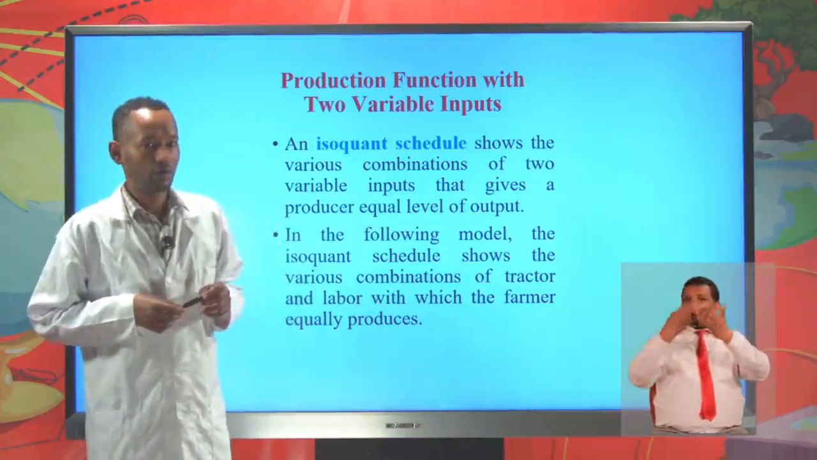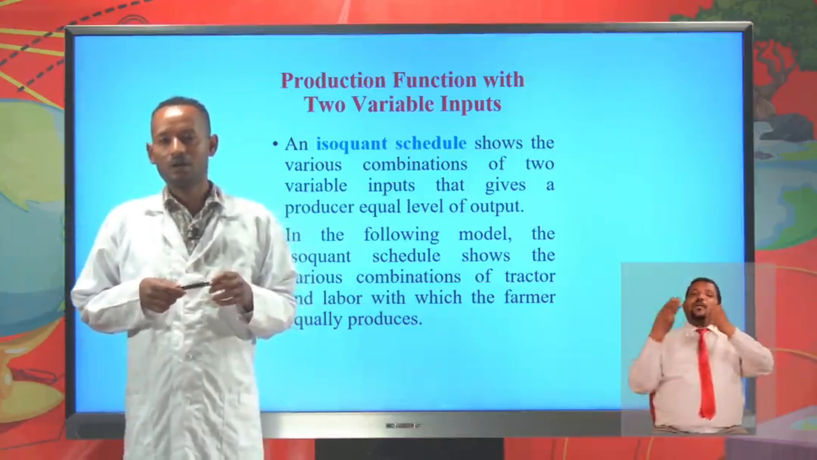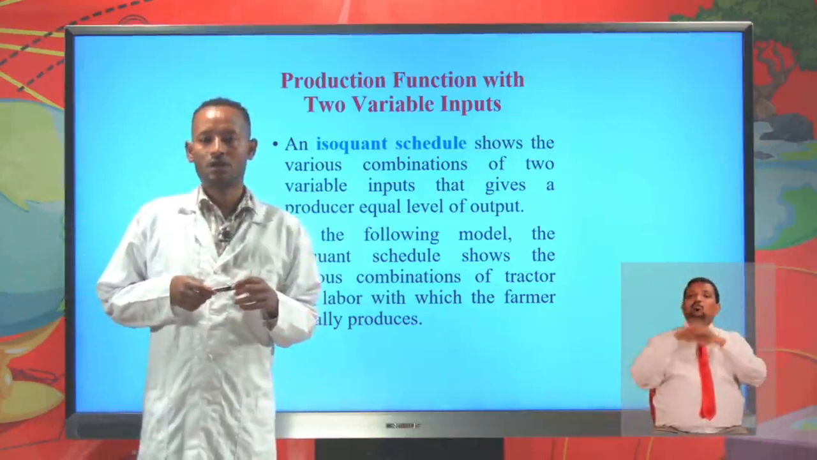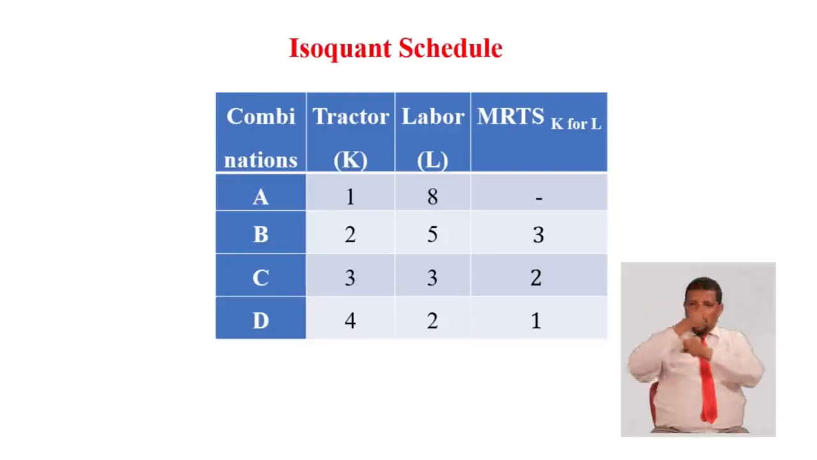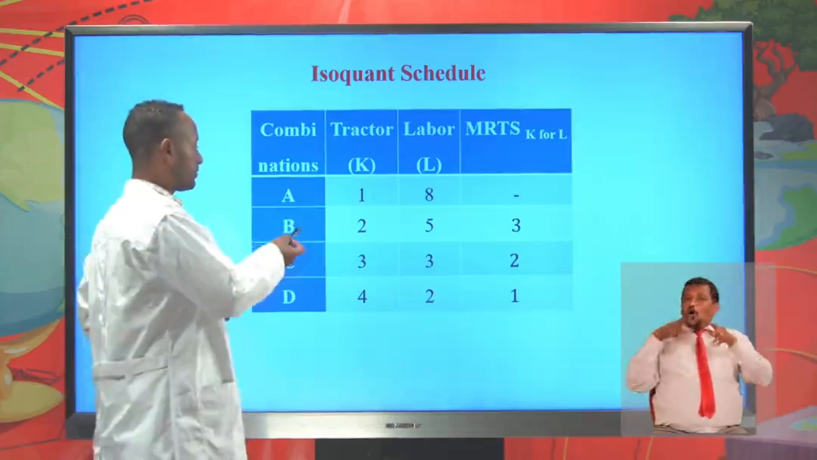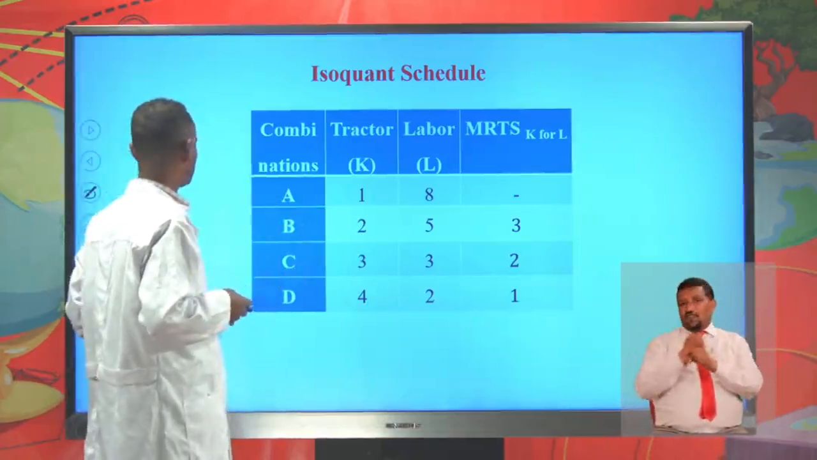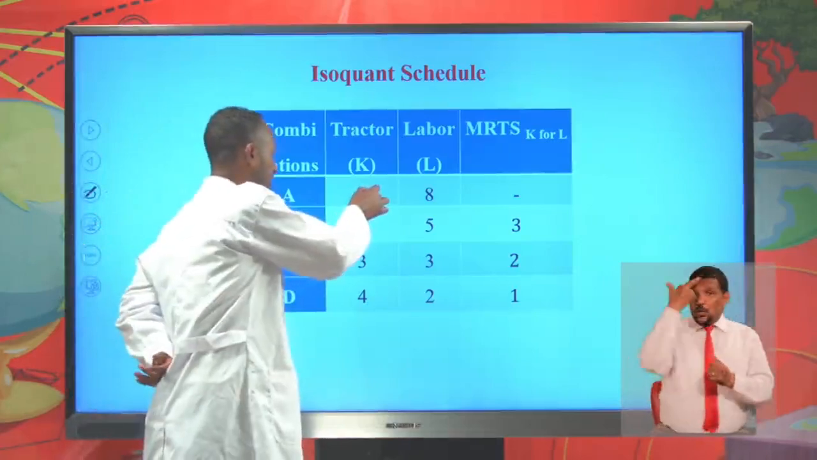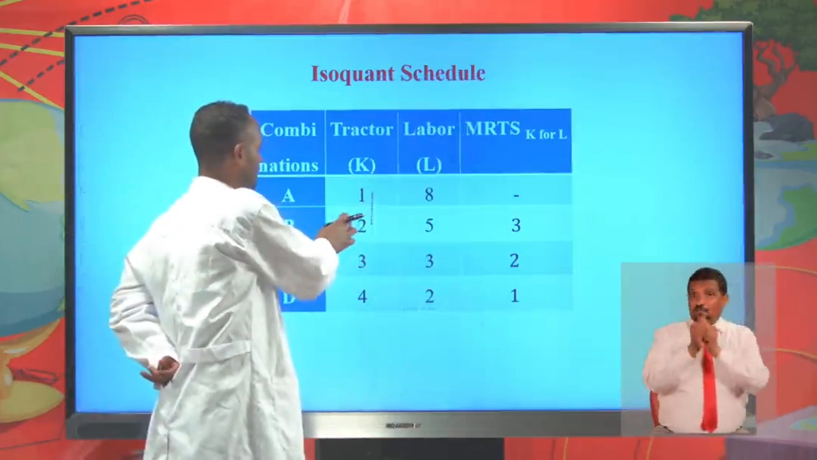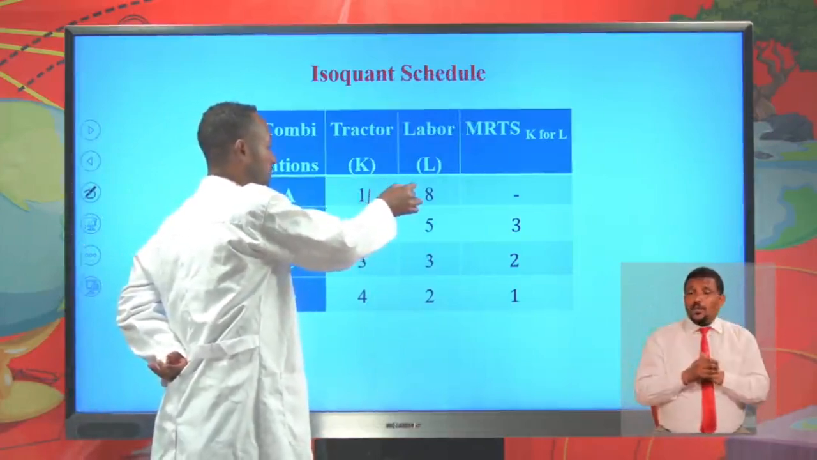In the following model, the farmer produces the output wheat by employing two variable inputs called capital and labor. The output that the farmer gets from the combination of one tractor and 8 labor is always equal to the output that the farmer gets from the combination of 2 tractors and 5 labor, because as we increase employment of the variable input tractor, we are reducing the employment of the variable input labor.